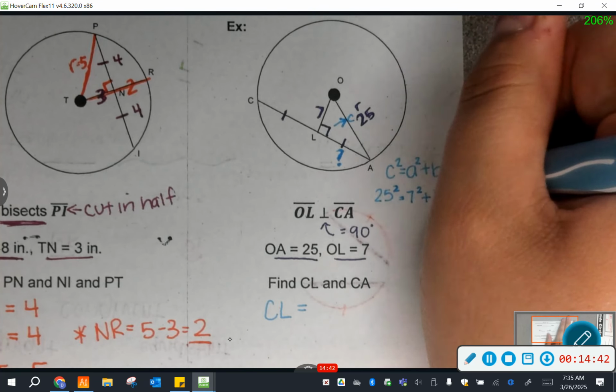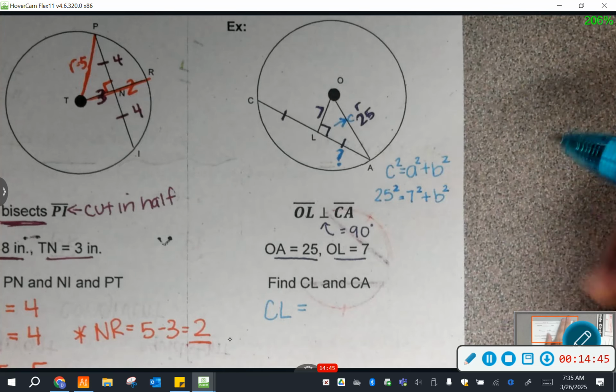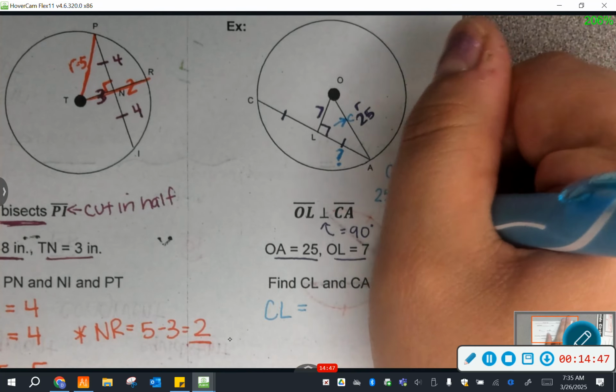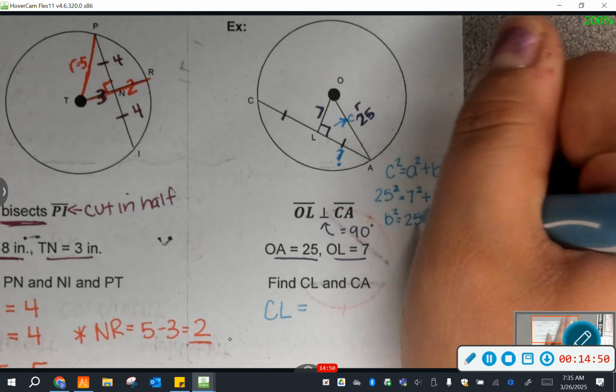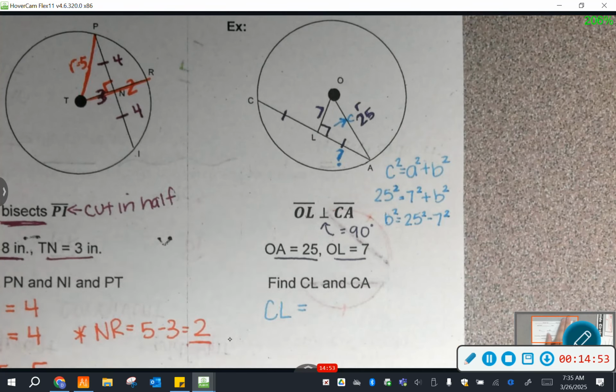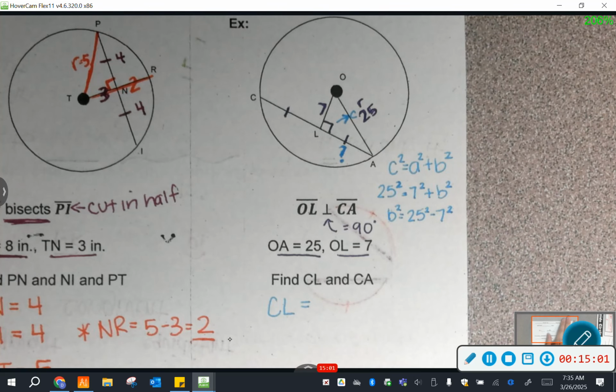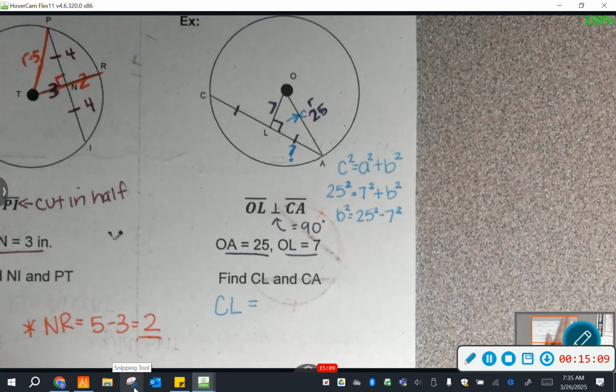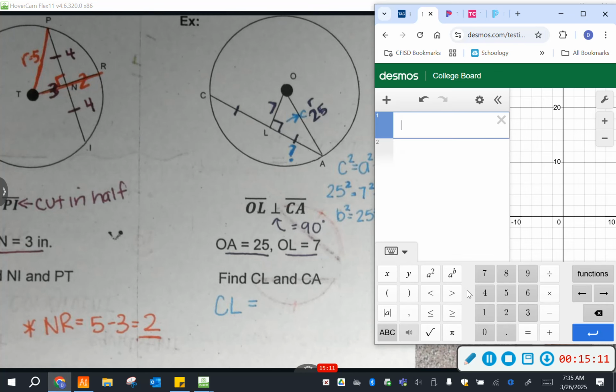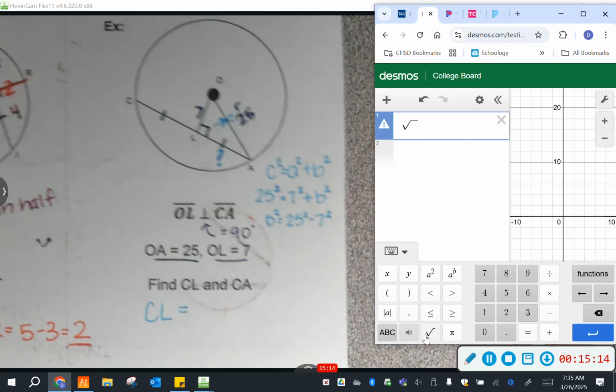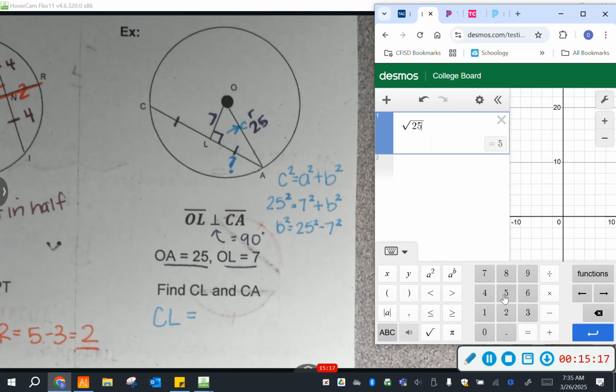If I have my C squared, that means I should subtract. So I am going to subtract. And don't forget, you want to do your bigger number squared minus your smaller number squared. So 25 squared minus 7 squared. But when I put that in the calculator, what do I need to make sure? You need to make sure you put the square root sign in. So I'm going to do the square root of 25 squared minus 7 squared.